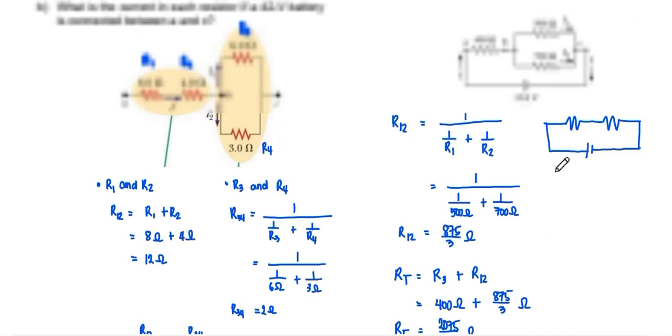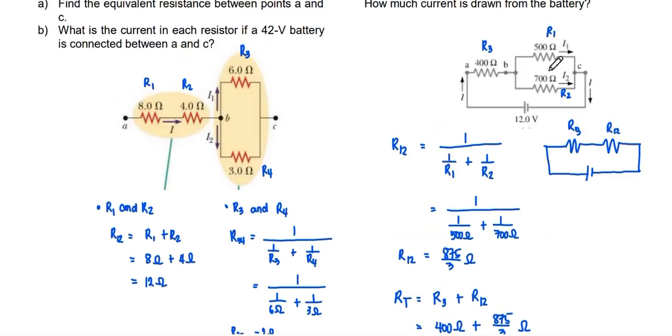You can try to check the current flowing through each resistor here, and you can try to also check the voltage drop across each resistor and check if it will satisfy the conditions for series and parallel connections.